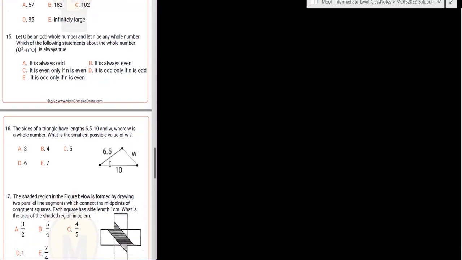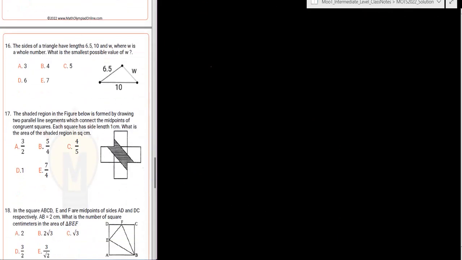Okay, 16th problem. The sides of a triangle have lengths 6.5, 10 and W, where W is a whole number. What is the smallest possible value of W?